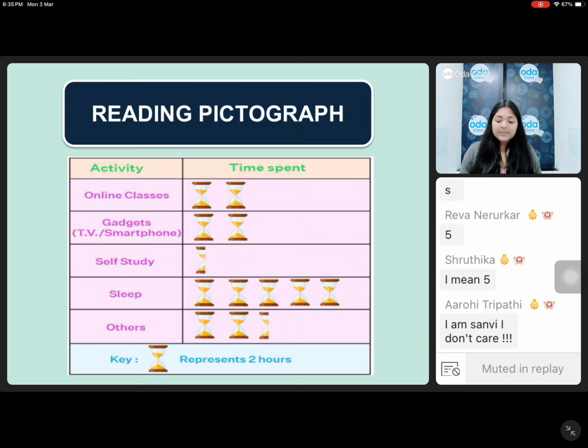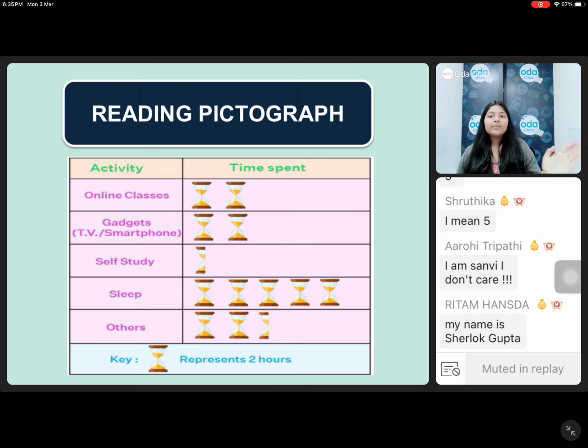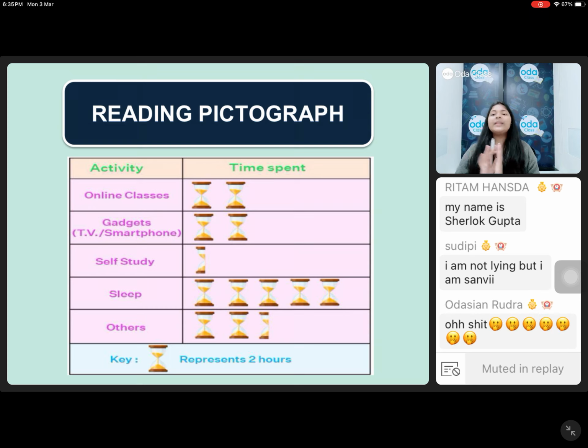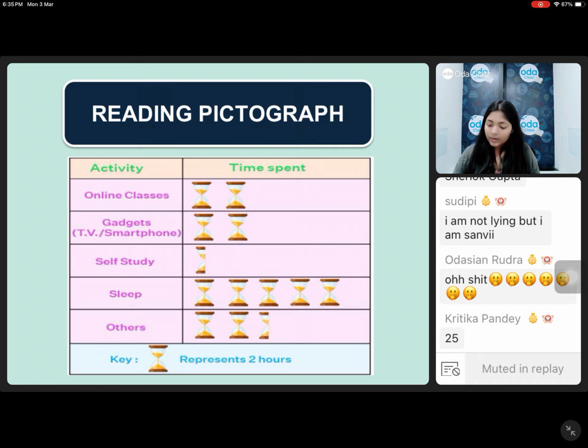Understood? So this is basically a pictograph. You'll be having these kinds of questions in your book as well. This is a pictograph. We are given different things. This is a key. What is one image representing? This is said to be the key. Okay, so I'll be giving you all a few questions where there is no key first, and then I'll be giving you questions which have keys. Okay, understood?